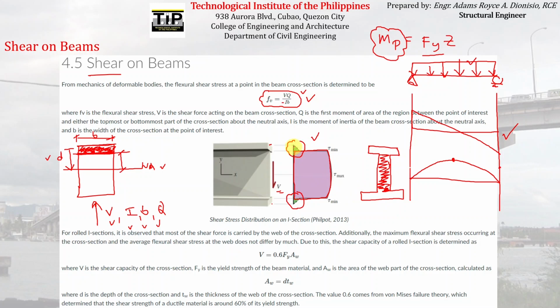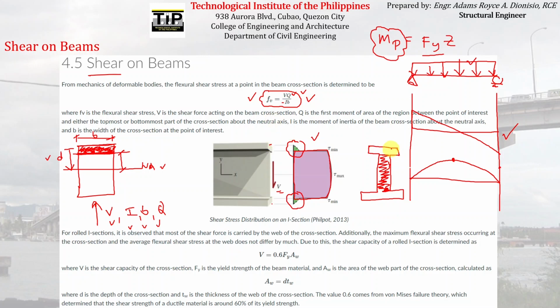So why is that? Why is it that the shear stresses acting on the flange are relatively small compared to the web? The reason for that is the use of this formula. The main reason there is the statical moment of area, the Q.